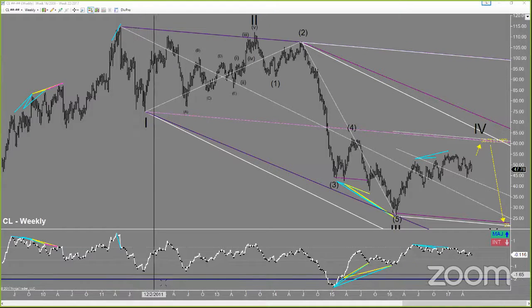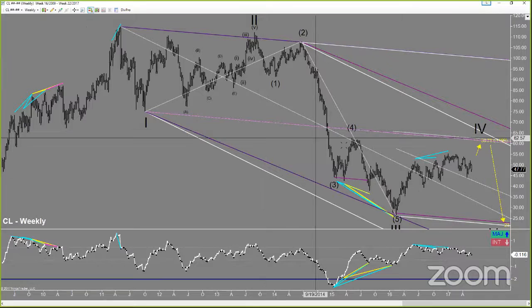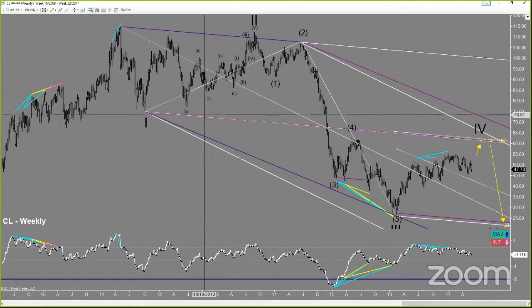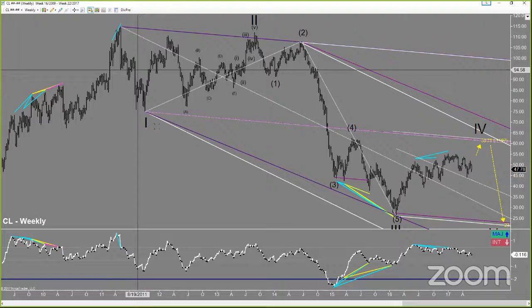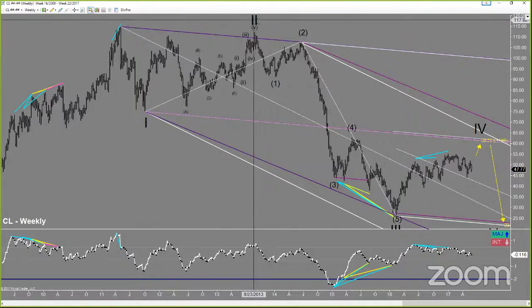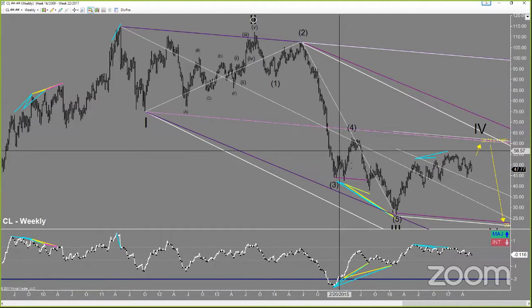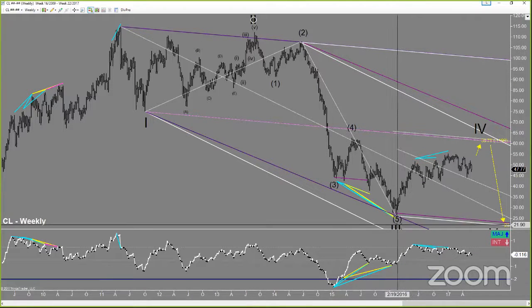So this is the weekly of crude oil. Basically, we are looking for the end of this fourth wave correction. So we've got a 5-wave move down. We've got the completed second wave, a finished third wave down, right? And now we're looking for that fourth wave.